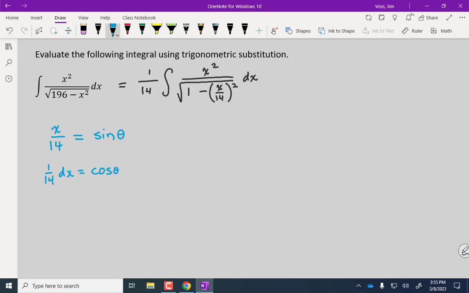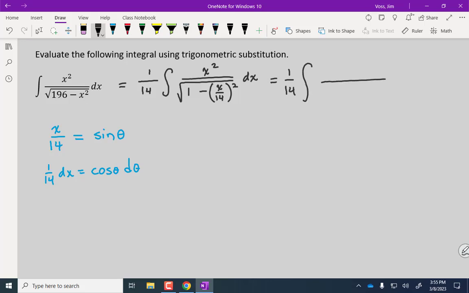Okay, so we're going to let sine be whatever we have in parentheses. So sine is going to be the x over 14. And remember, the whole point of using sine is that then 1 minus sine squared is cosine squared. And the square root of cosine squared is cosine. So that's our whole plan. So let's see how our plan unfolds.